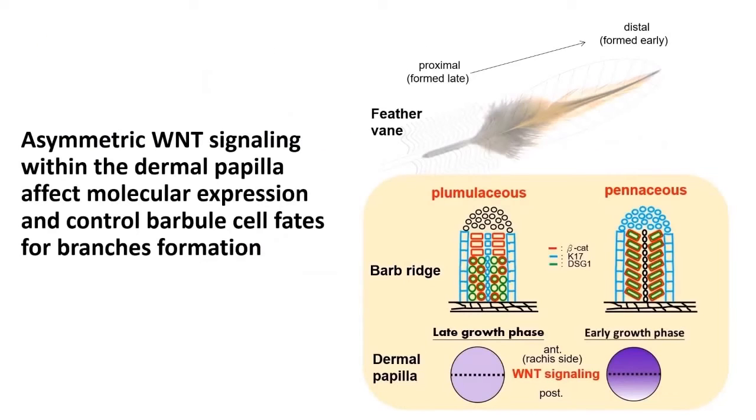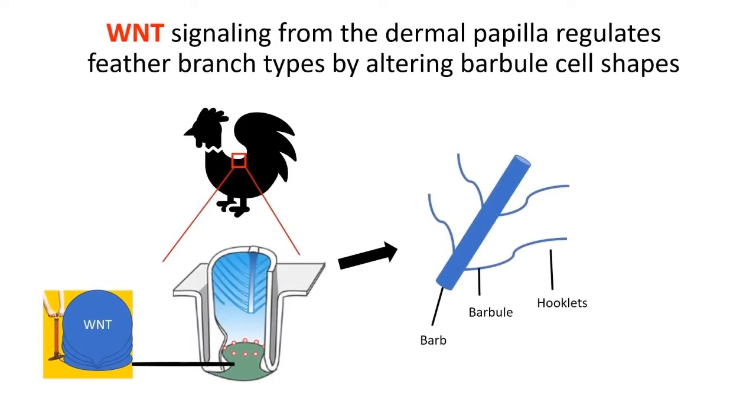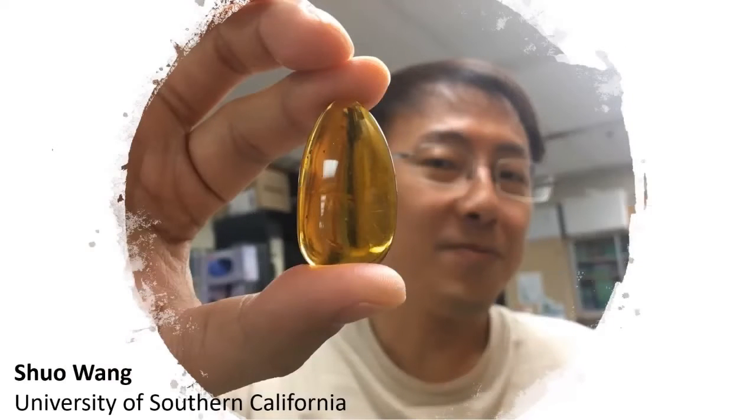Our result shows that asymmetric Wnt signaling within the dermal papilla affects the molecular expression and controls barbule cell phase for branching formation. Functional studies done in the chicken show that Wnt signaling modulates feather branch type formation. Increased Wnt signaling in the anterior of the dermal papilla, a pennaceous-specific hooklet-like structure formed in the growing plumulaceous feather follicle. Then, how is the feather in dinosaur?